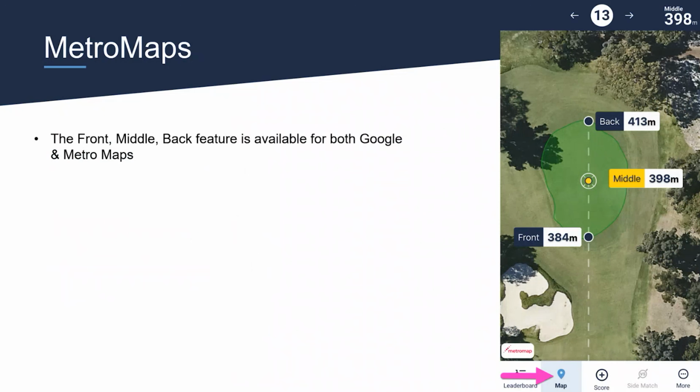Now, the previous feature we spoke about, the front, middle, and back, is not affected either way. So if you decide to stay with Google Maps, front, middle, and back will work, and it works equally as well on Metro Maps.